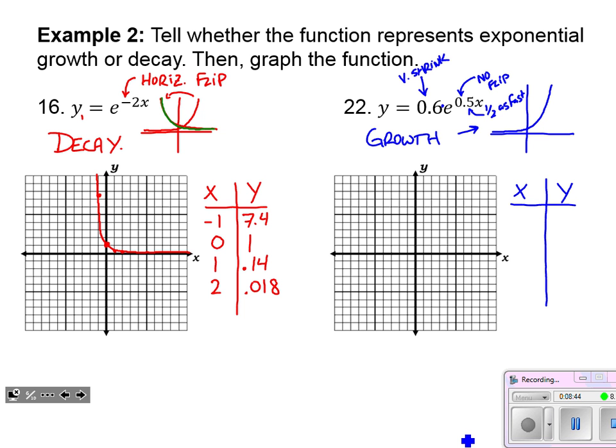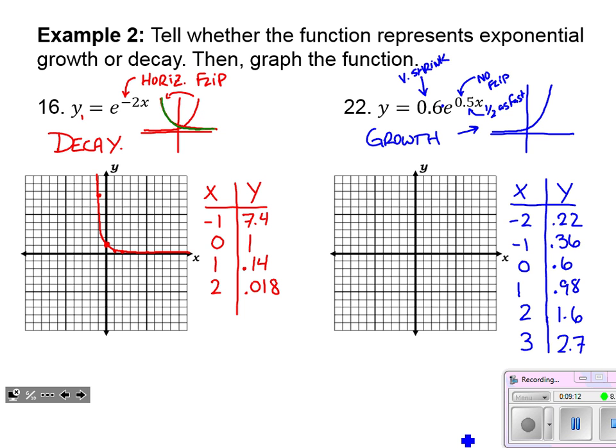All right, when x is negative 2, I get a height of 0.22. Negative 1, I'm at 0.36. 0, I'm at 0.6. 1, I'm at 0.98. And 2, I'm at 1.6. And I might put another point or two in there. At 3, we're at 2.7.